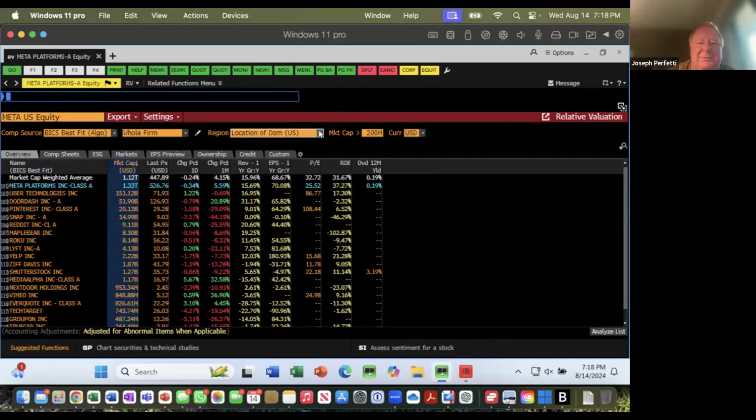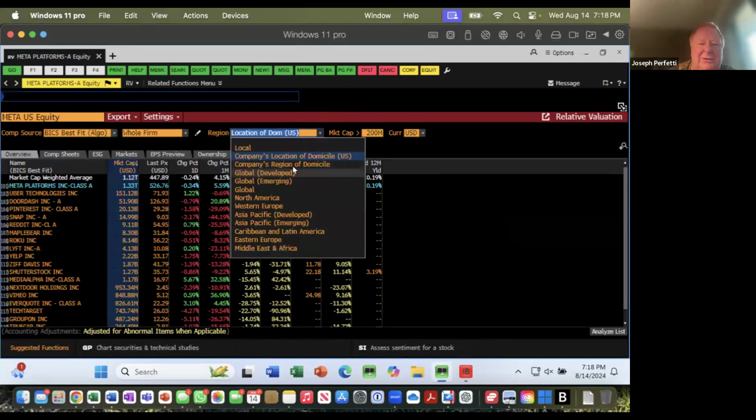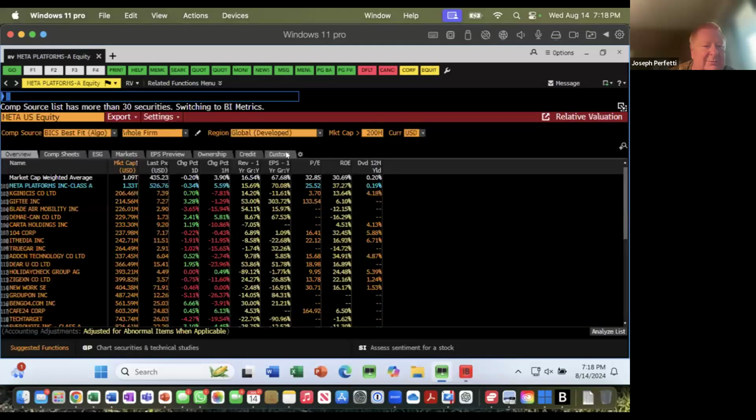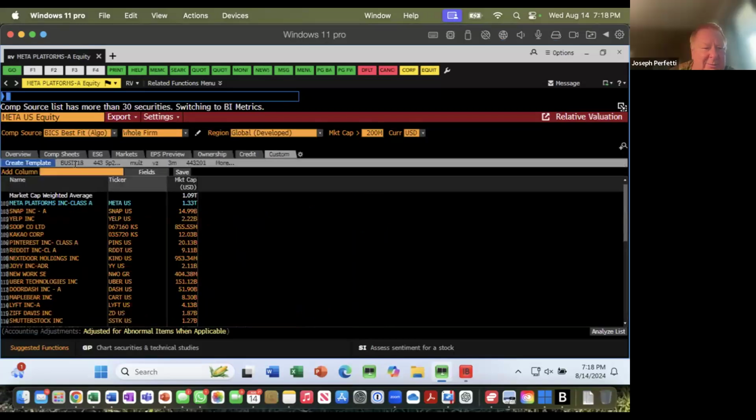Now, what we could do is I can make this a global list, which adds like Alibaba. Let's see what else is on the global list. You mean WeChat? Is WeChat public? Yeah, I think WeChat is public. Tencent, yeah, so Tencent and Baba might be better peers for Meta, especially if you look at internet media.